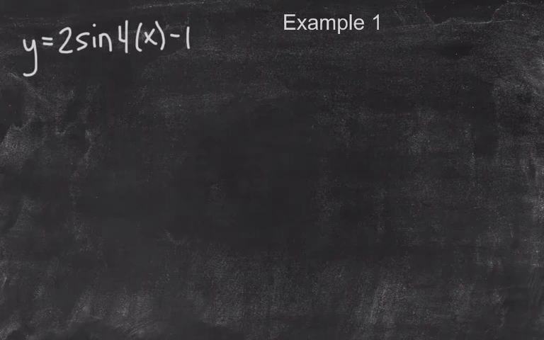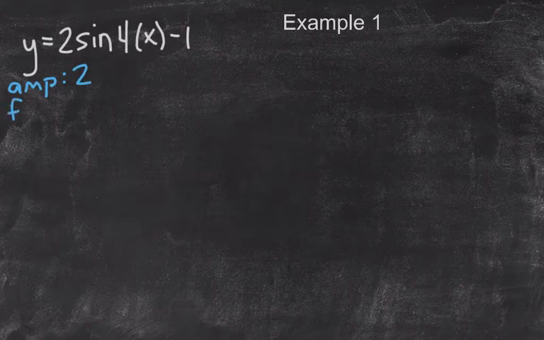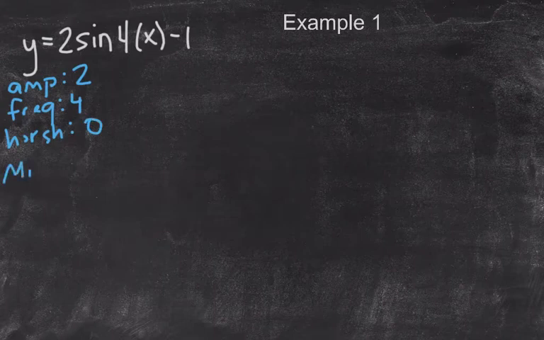Here, what I always start by doing is just listing out my parameters. So I've got an amplitude of 2, a frequency of 4, a horizontal shift of 0, and a midline of -1. I also am going to do my period here.